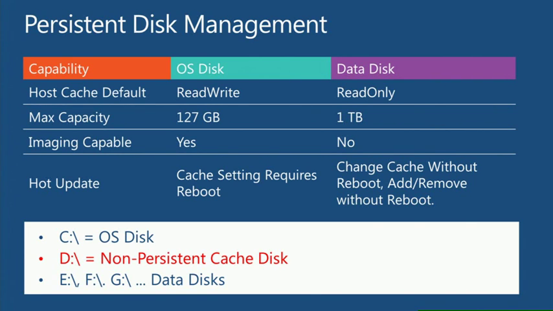You can change this cache setting on the fly using PowerShell, portal doesn't support it today. The cache setting change for the host cache, particularly for the OS disk, requires a reboot. For the data disk, it doesn't require a reboot. So if you don't see a D drive, note that this is primarily used as a cache right now. And all the mounted disks that you have for your virtual machine are mounted to E, F, and G, and so on and so forth, depending on how many disks you bring. And you can have up to 1 terabyte per disk for the data disk. This is a limitation of the storage blob.